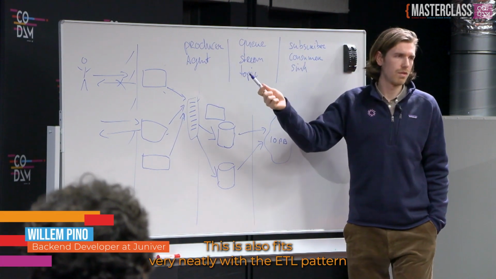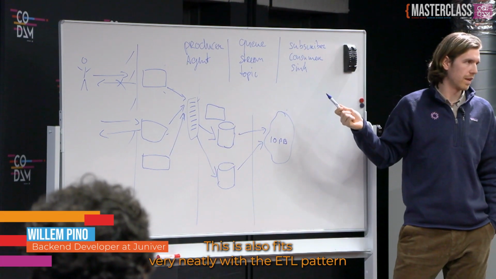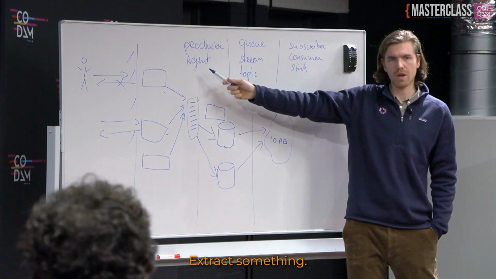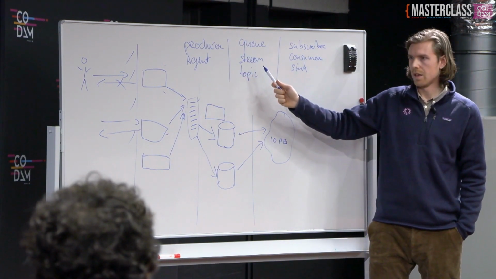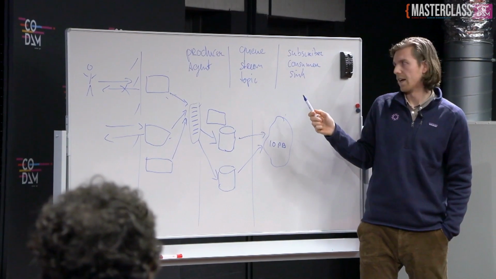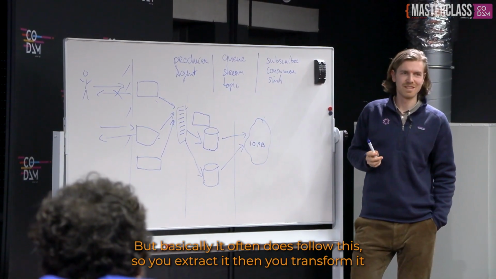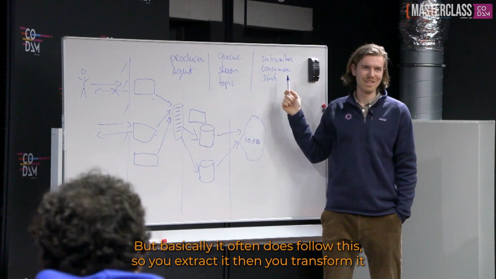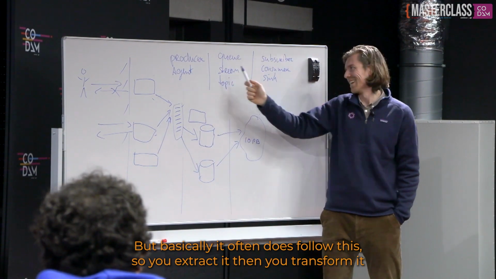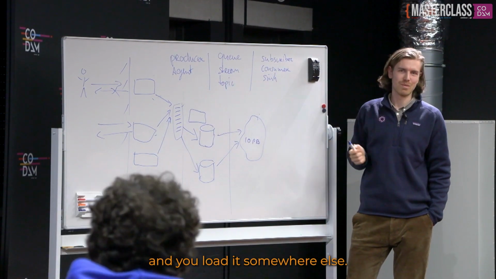This also fits very neatly with the ETL pattern we talked about. You extract something. The transform and load part is here, so it doesn't fit as neatly, but basically it often does follow this. You extract it, then you transform it, and you load it somewhere else.